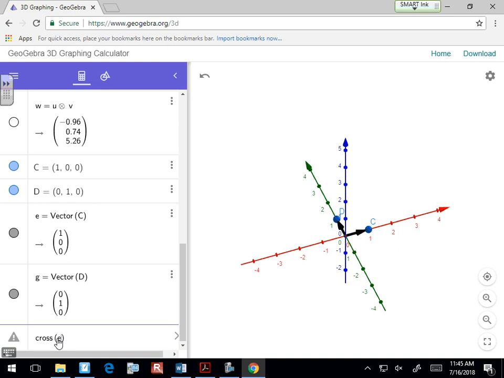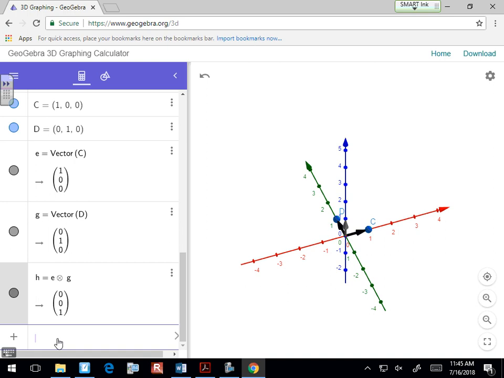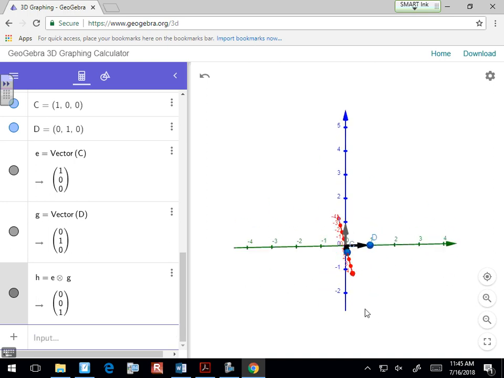So E, G. All right, and so there's my cross product. It is in fact in the direction of K. There we do have a vector orthogonal to the first two. We know which direction it's going.